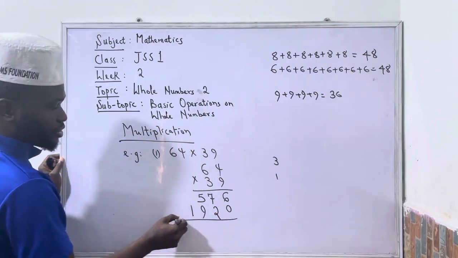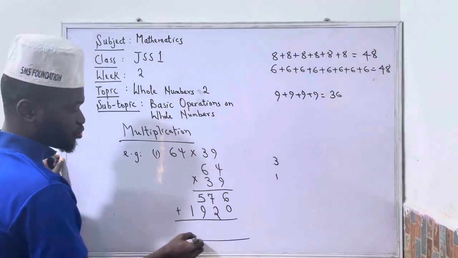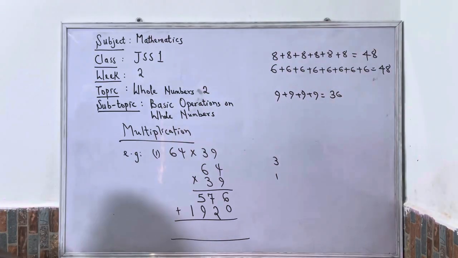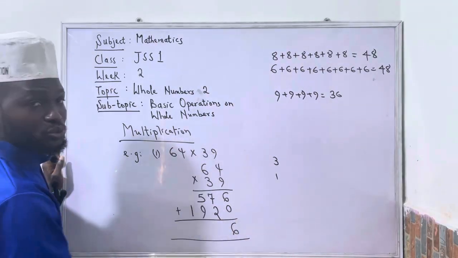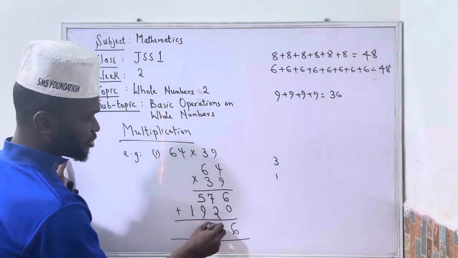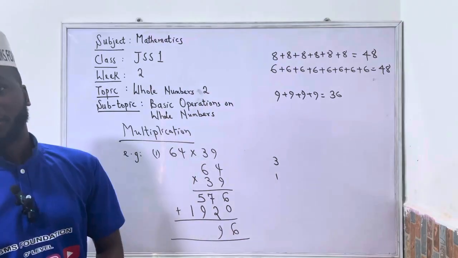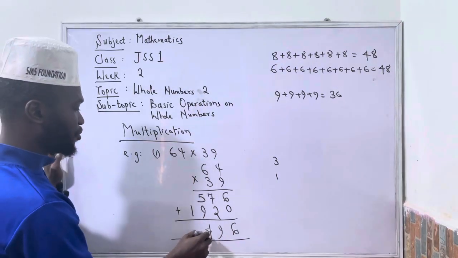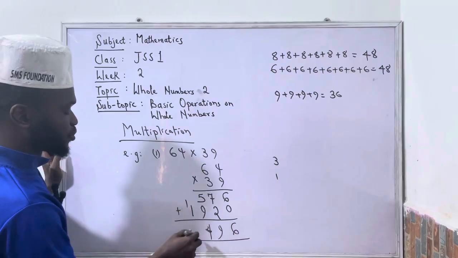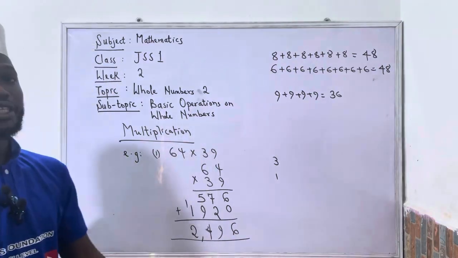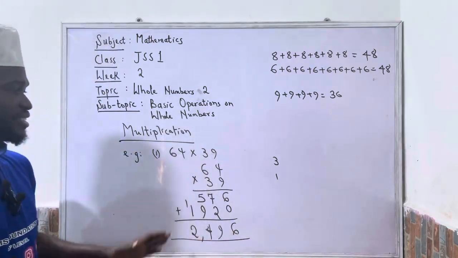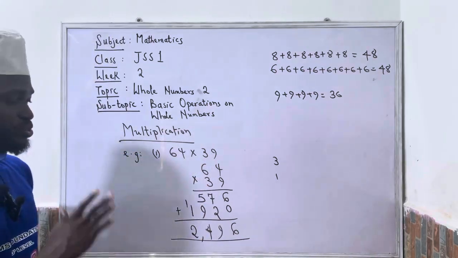So the next stage is to do the addition process. 6 plus 0 will give me 6. 7 plus 2 will give me 9. 5 plus 9 will give me 14. Put down 4, carry 1. 1 plus 1 will give me 2. So the answer to this is 2,496. That's 2 digits against 2 digits.